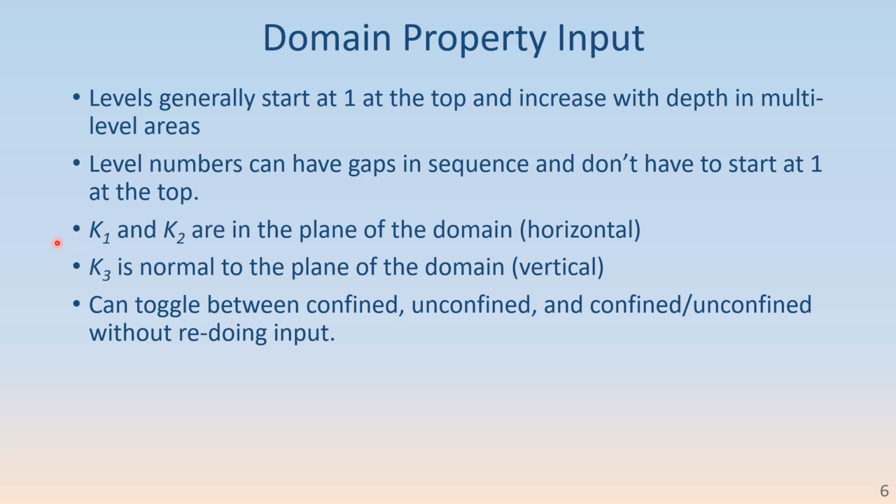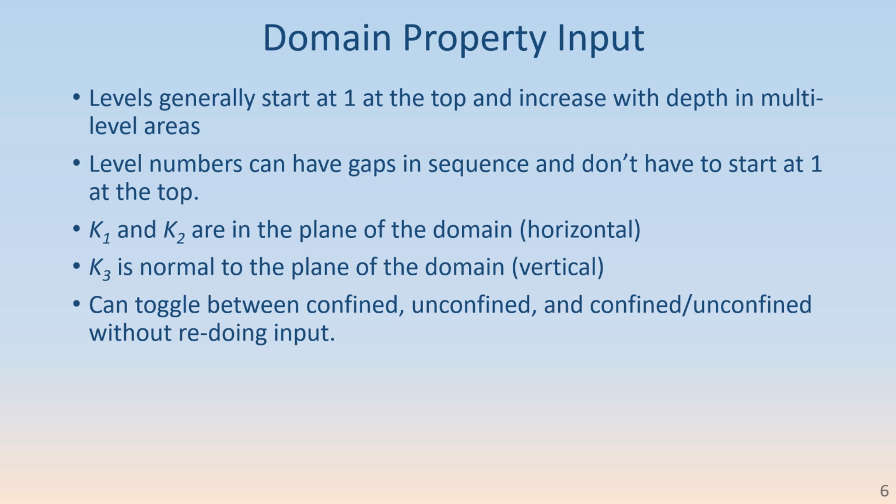When you're inputting hydraulic conductivities, the Ks, K1 and K2 are in the plane of the domain, typically horizontal, and K3 is normal to the plane of the domain, typically vertical. And when you do anisotropic domains, K1 and K2 can have different numbers, and at that point, there's an angle that you specify, which is the direction of K1 relative to the positive x-axis. So your anisotropy in the plane of the domain is totally flexible in terms of the ratio of the 2 numbers and the direction.